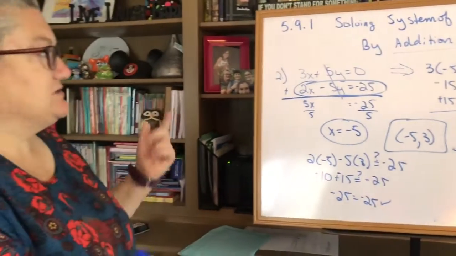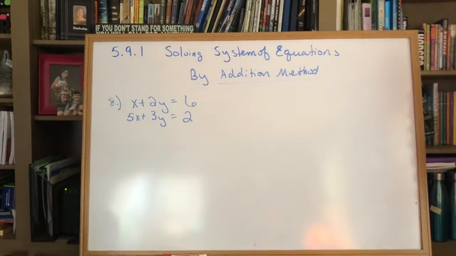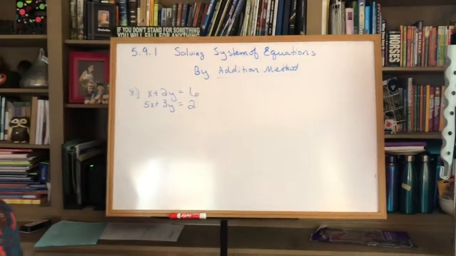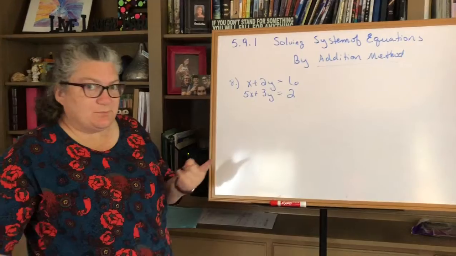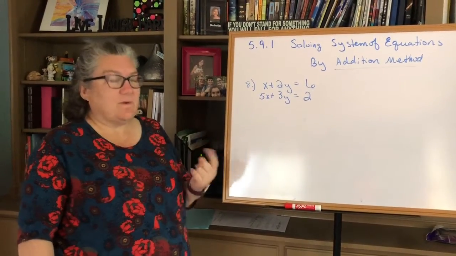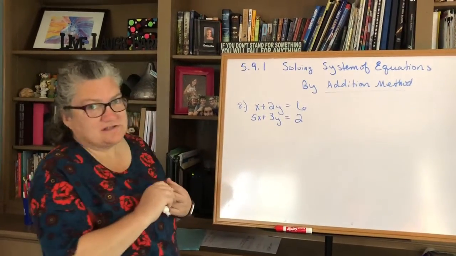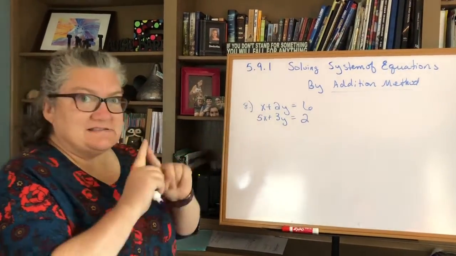Okay, so let's do another problem. Okay, here we are with problem number 8. We're still solving the system of equations by the addition method. The first step is to put both equations into standard form. Standard form is ax plus by equals c. We have x, y, c, x, y, c. C stands for constant. So we got that step 1 out of the way.